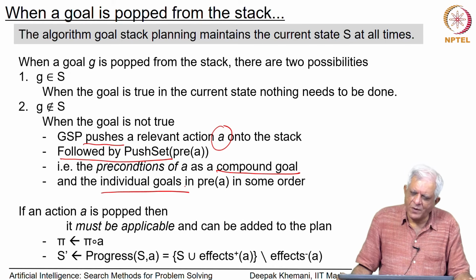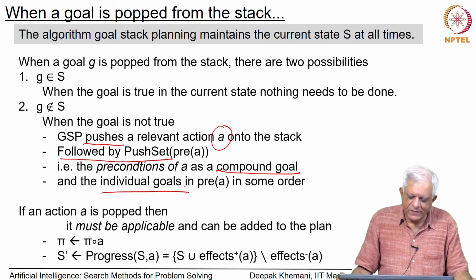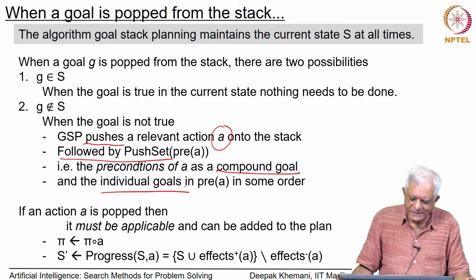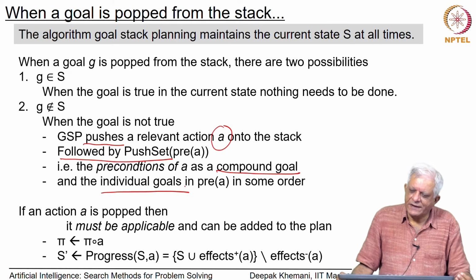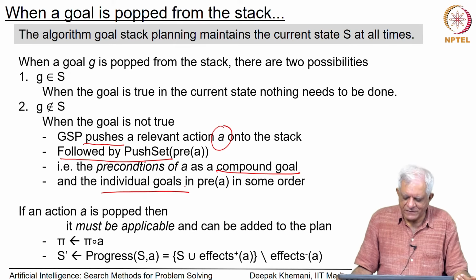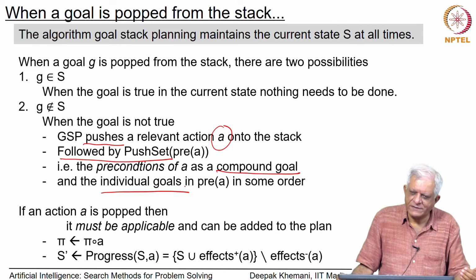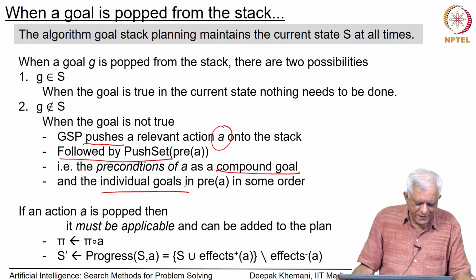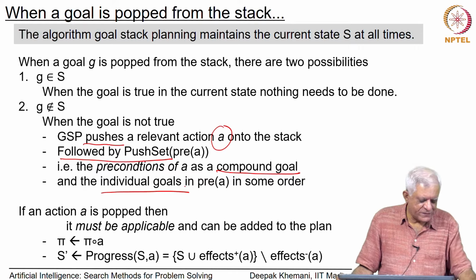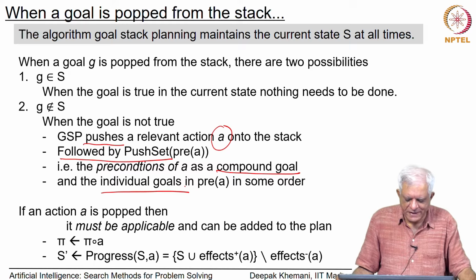So, if we have managed to pop out all the individual goals and found that they are true in the current state, and then the compound goal also would be true in the current state, then the action would be applicable essentially. So, at the point when action A is popped out, it must be applicable in the current state and we can add it to the plan. And as we have said earlier, we add it as the last action in the plan being constructed, and we progress to the new state using this action, and that becomes the current state. So, that is a basic algorithm that works for goal stack planning.